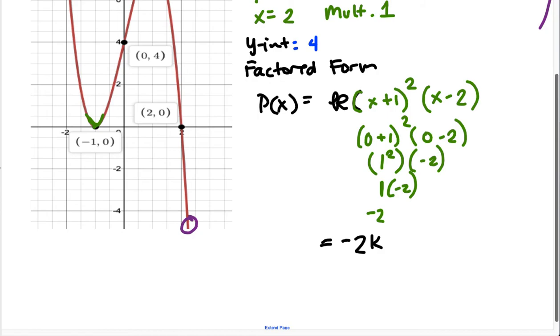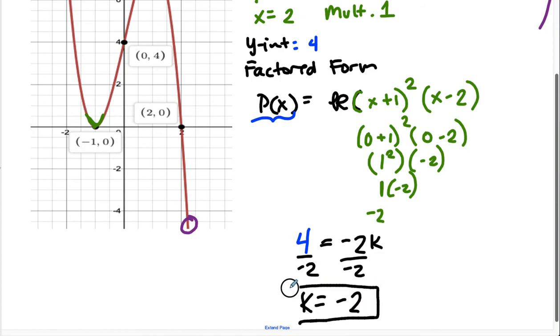And on the left side, we have our y-intercept. So remember, this represents your y value, right? So when you plug in a 0, you should get 4. So 4 is equal to -2k. Now when I divide by -2 on both sides, you're noticing that k is equal to -2. All right, so that means that this isn't the final factored form. That means there's a -2 before.